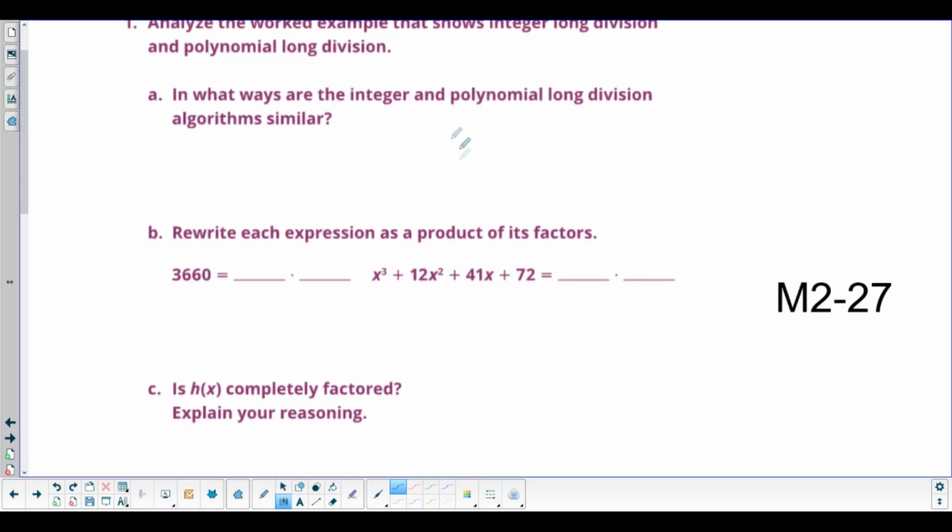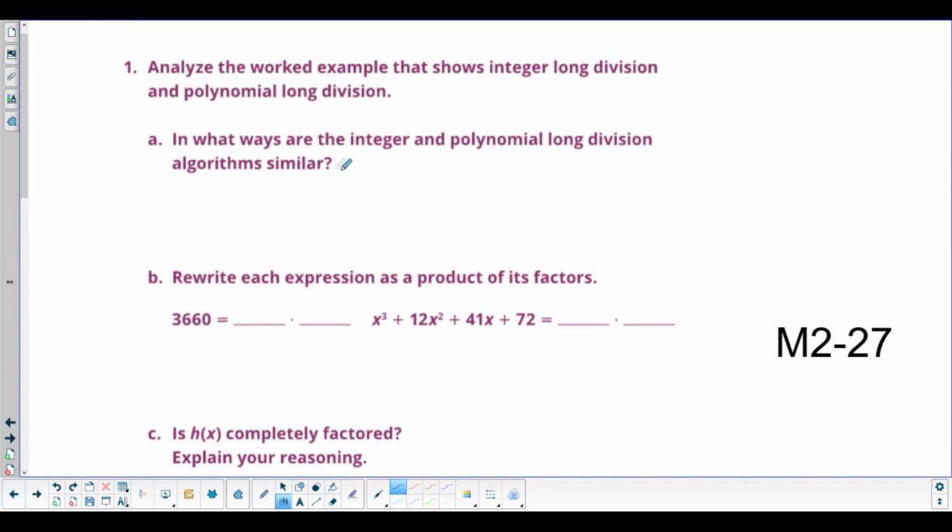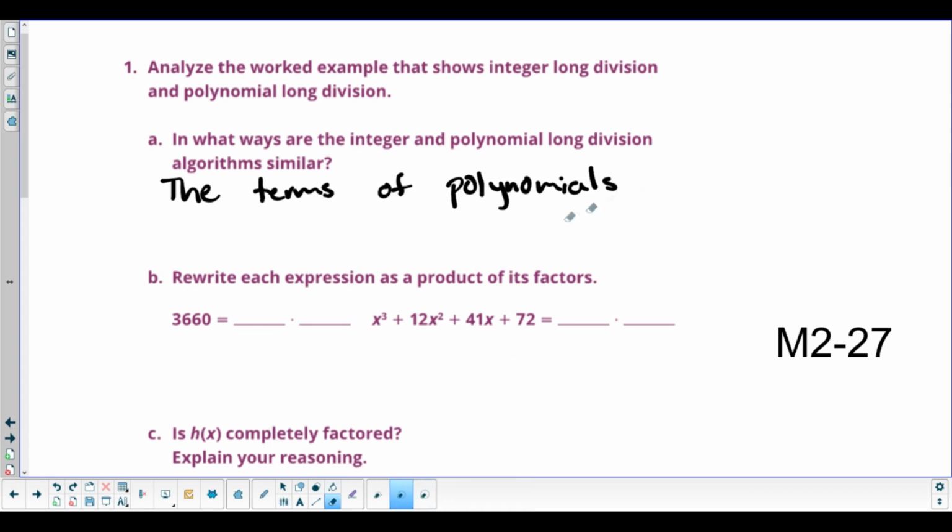Okay, so if you have some of these ways that they're similar, here are some of the ways that I thought of. You can match this to yours, and you might have more ways, so I might be missing something. Chances are you have a better description than I have, right? So here's how I find the algorithms are similar. I kind of talked about it before the last break. It's thinking about how the terms of a polynomial, your x cubes, your x squareds and so on, are like the places of an integer.